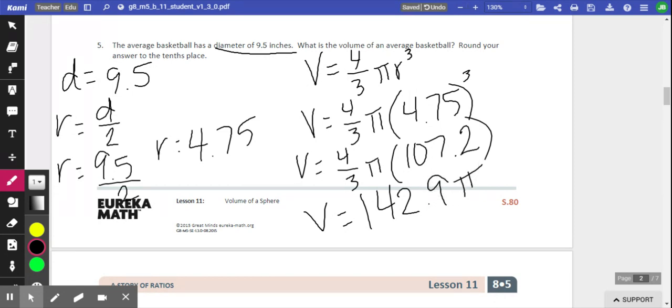But this wants it completely rounded. So we're going to take 142.9 times the pi button. Everybody's pi button might be a little different. If you don't see your pi button, you can simply do times 3.14, and it should still give you a good answer there. So volume is going to equal 448.7, and that is going to be cubic inches.